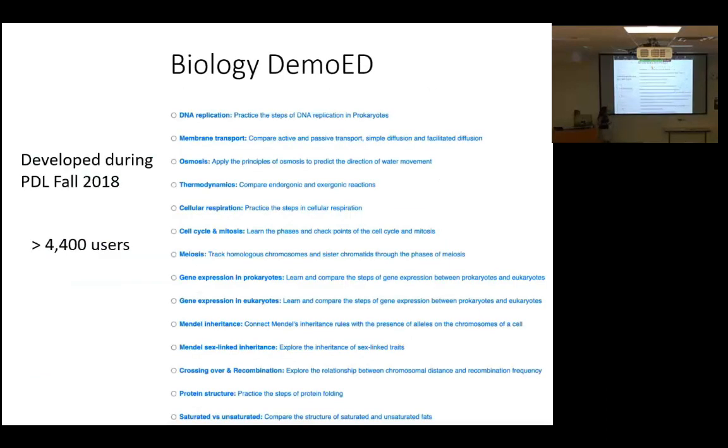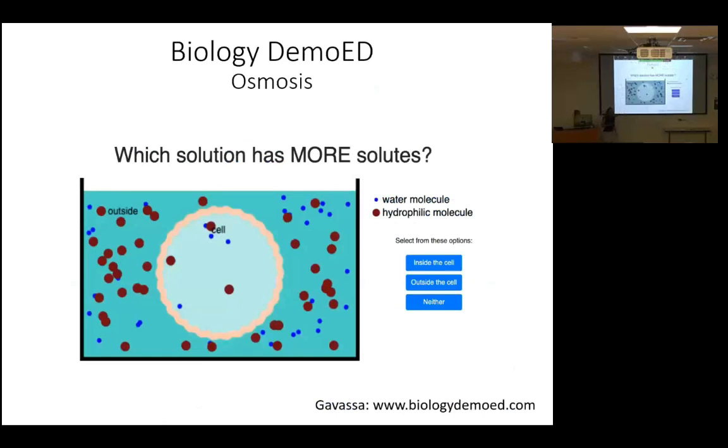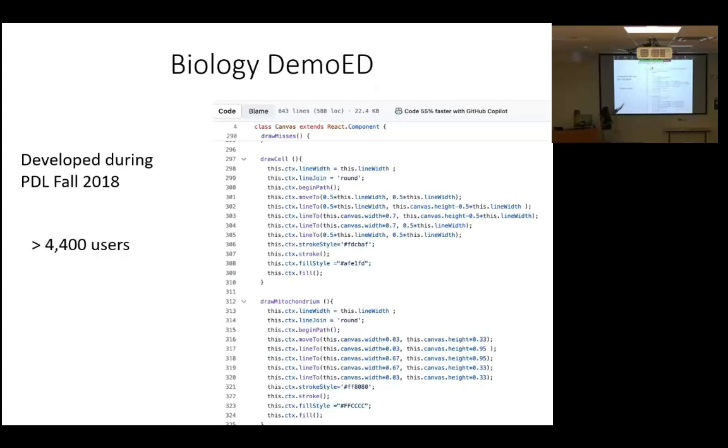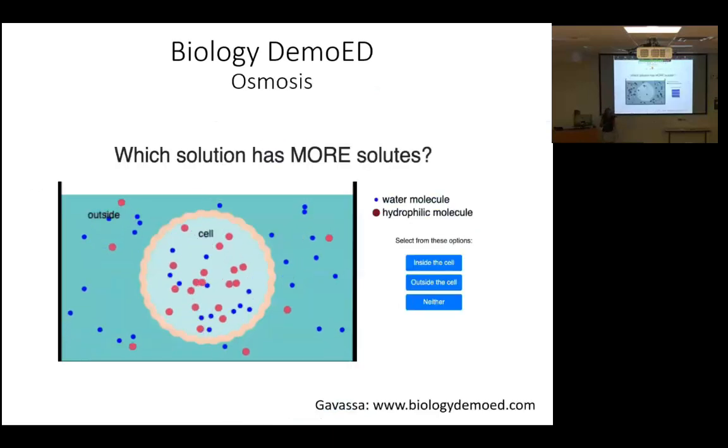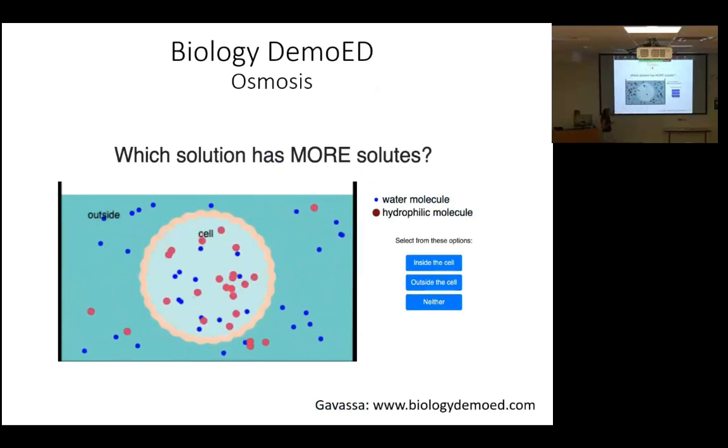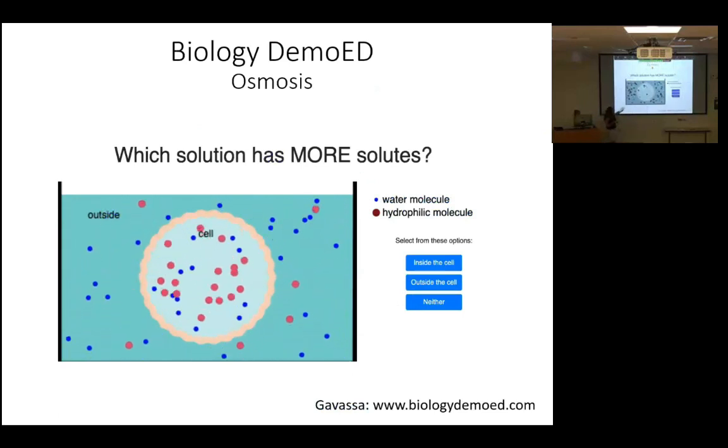This is a list of the activities that I developed during my sabbatical. And it's actual coding. This is not a platform where you just plug and play. You actually have to, every single thing that you see is a line of code. And so here are some examples of these activities. I have one in osmosis.